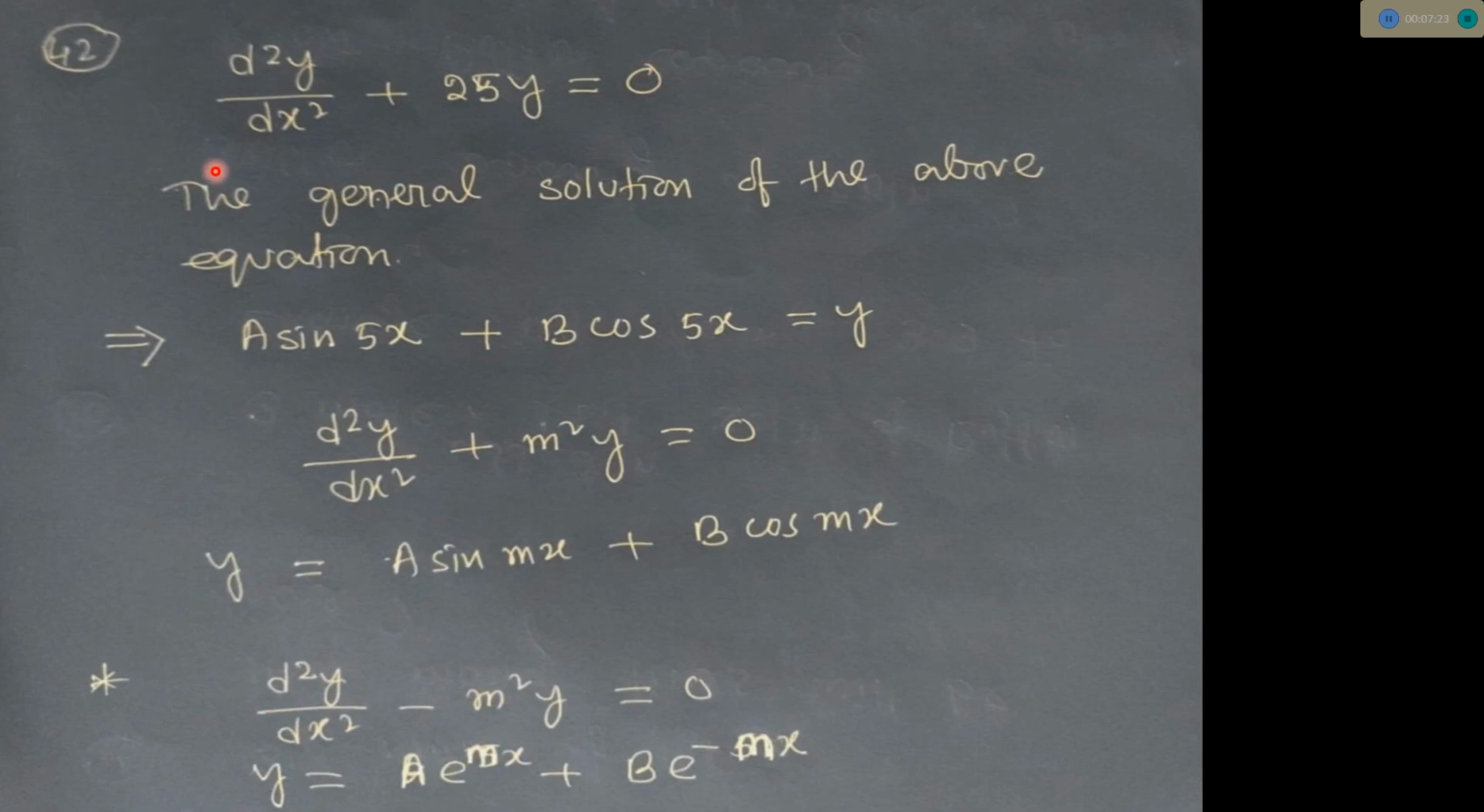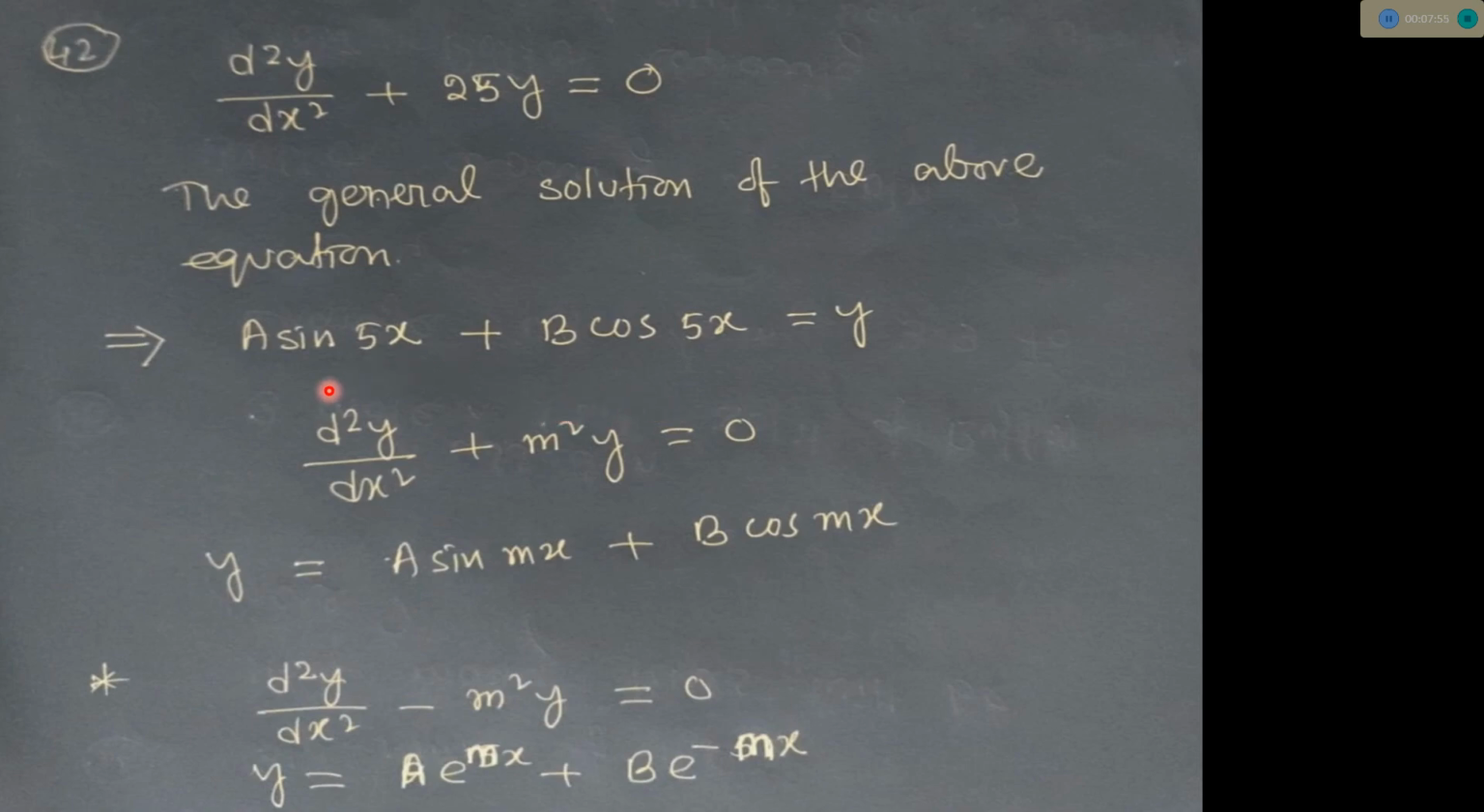So this is the differential equation, d2y/dx2 plus a square y. Here the constant term is equal to 0. So the general solution of the above equation, we can write y equal to a sin ax plus b cos ax if this is a square. Here a square means 25, which is 5 whole square. So a sin 5x plus b cos 5x. This is the general solution of this second order differential equation.